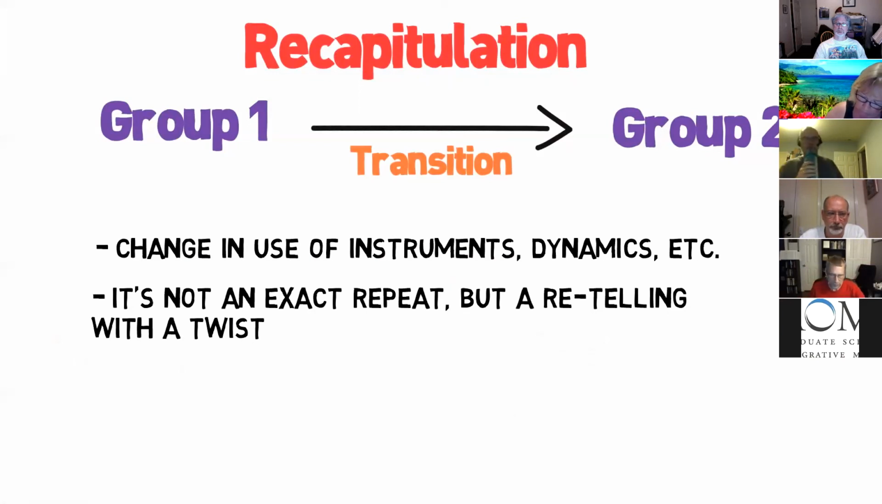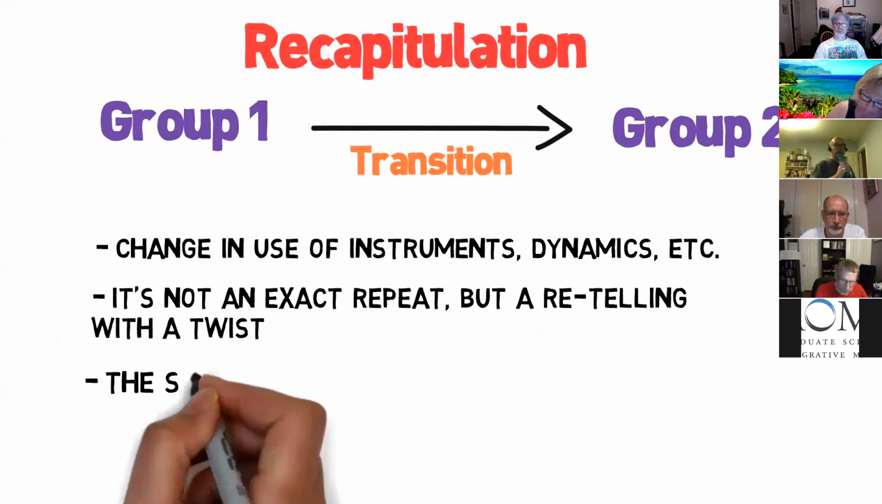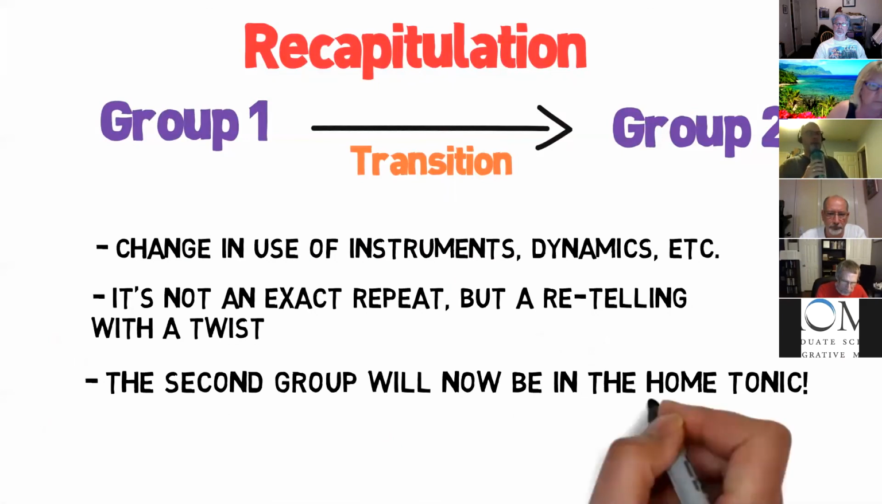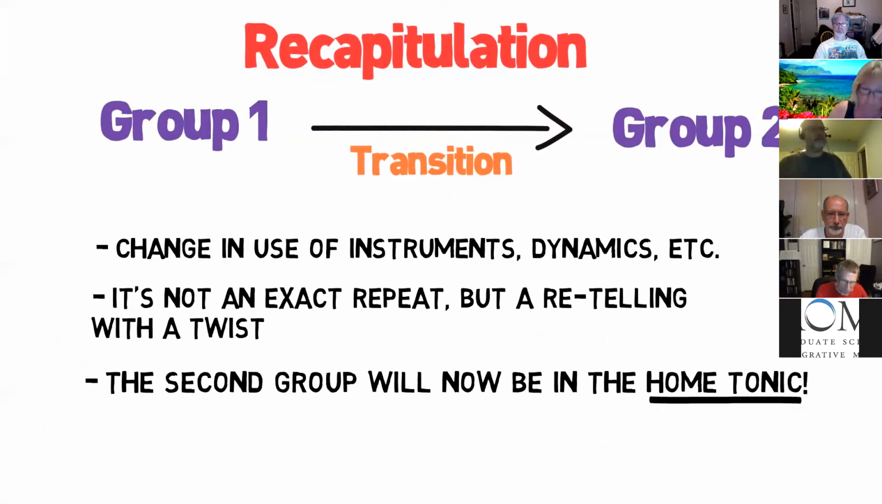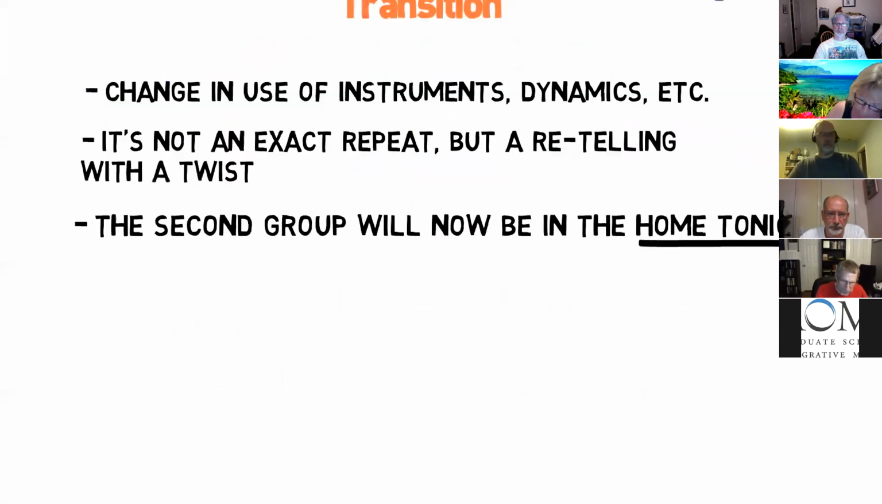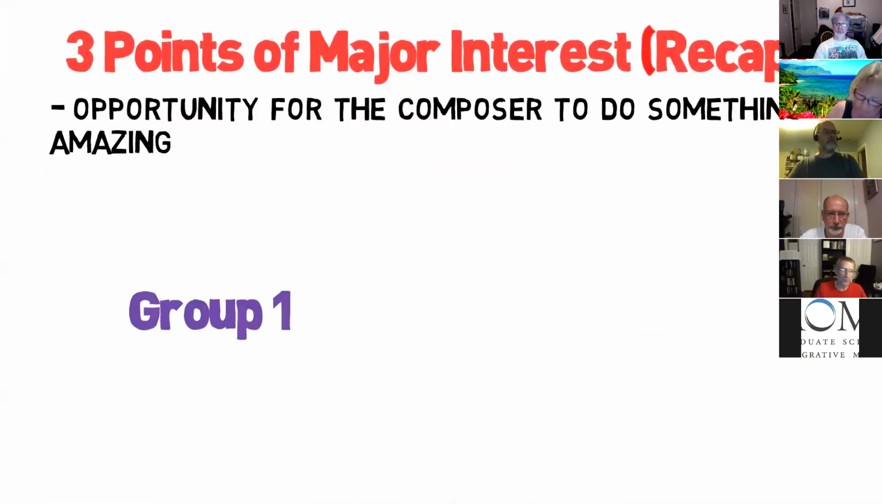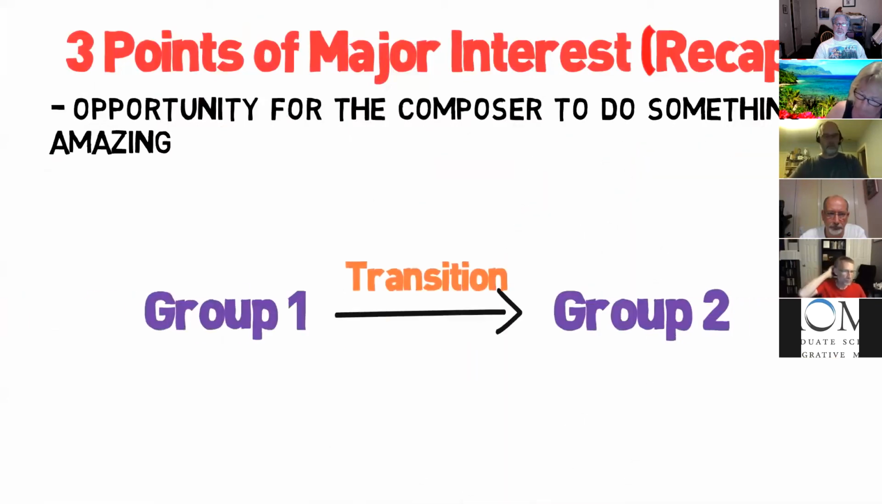In fact, it's actually more important to state the second group fully than the first, because the second group's recap will no longer be in its original key, but in the home tonic. So the conflict that was set up in the exposition is in some sense resolved in the recapitulation. There are 3 points of major interest in the recapitulation, which give license for the composer to do something amazing.